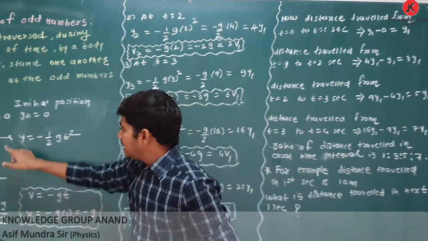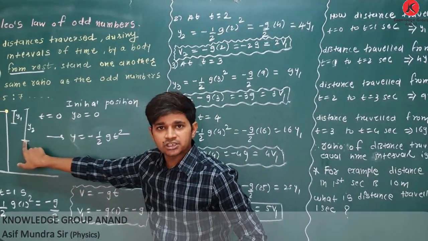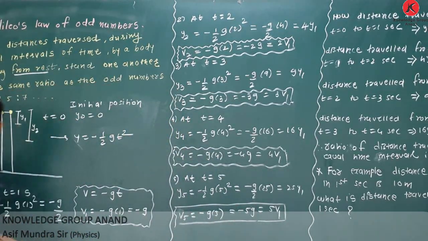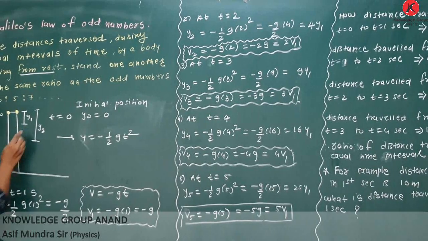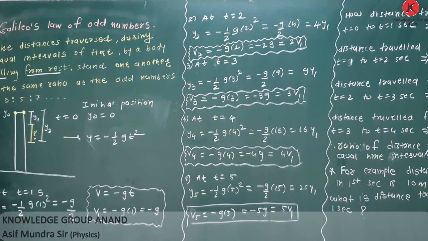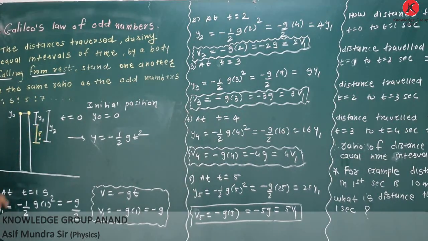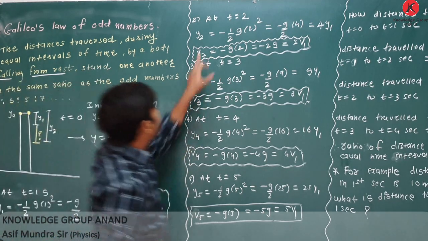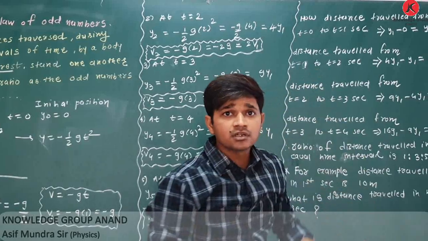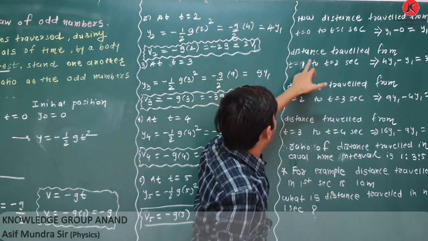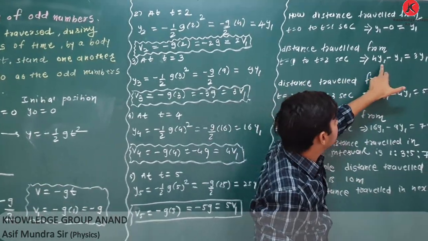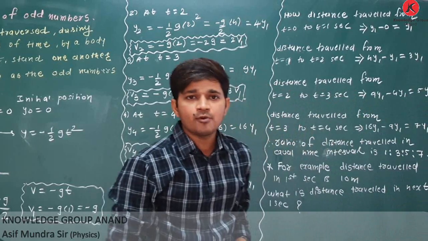Okay. Now, the distance traveled from time t is equal to 1 to t is equal to 2 seconds. See here, at time t is equal to 2, this is the position. At time t is equal to 1, this is the position. So if you want to find the distance between 1 and 2 seconds, it means this distance. And how to find this distance? Yes, it is y2 minus y1. What is y2? 4y1. And this is y1. So it is 3y1. Clear? The distance traveled from t is equal to 1 to t is equal to 2 seconds is 4y1 minus y1 is equal to 3y1.